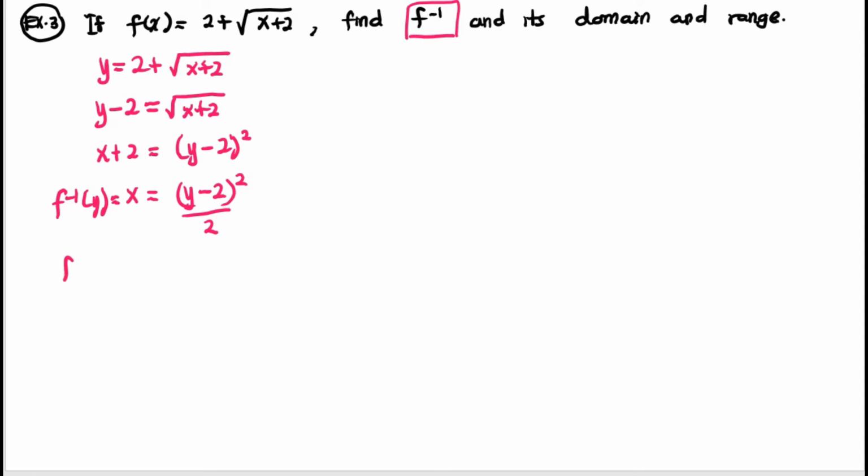I want to have F inverse of x. So what should I do? We just need to substitute, replace the variable y with x. So you have x minus 2 squared divided by 2. So how to find the domain?